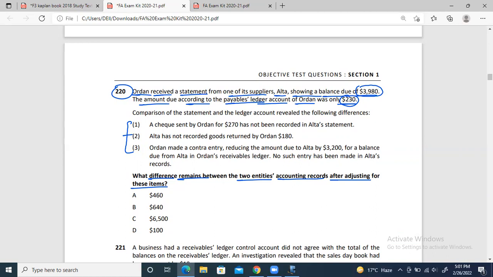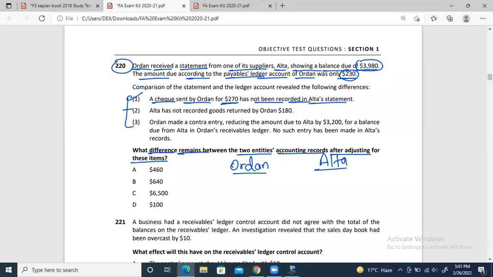Now let's see what errors have occurred. First of all, a check sent by Orden, the customer, for 270 has not been recorded in Alta's statement. Yeah, that's right. So let's do one thing. Let's write Orden's balances over here. Let's write Alta's balances over here. I don't think there is a need for a T account over here. It's just a simple plus minus question.